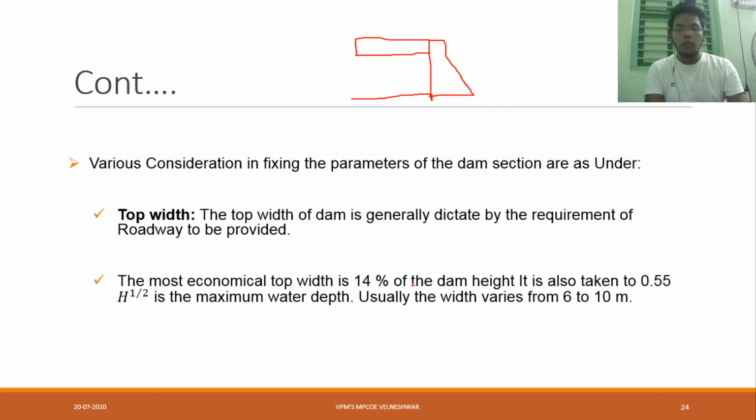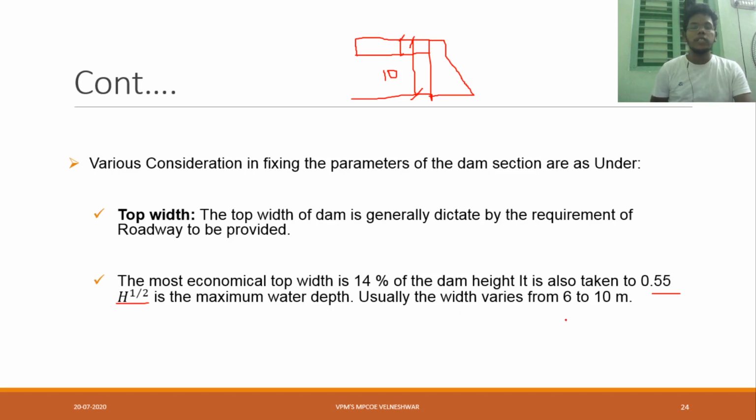The top width is 14% of dam height. How much width do we have to provide? Suppose the height is 10 meter, exactly 14% we will provide as top width. Height is also taken as 0.55 into h into h power 1 by 2. Width is okay, height also we have to decide. That height formula is 0.55 into h into h power 1 by 2, where h is the maximum water depth.